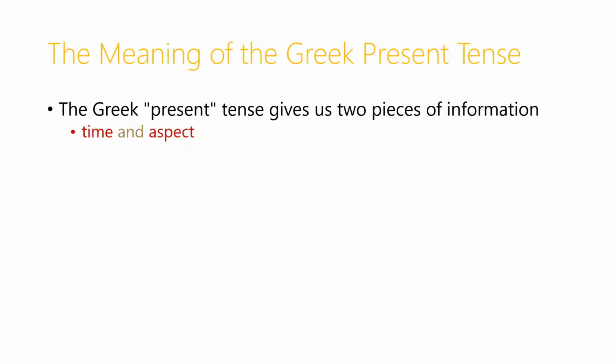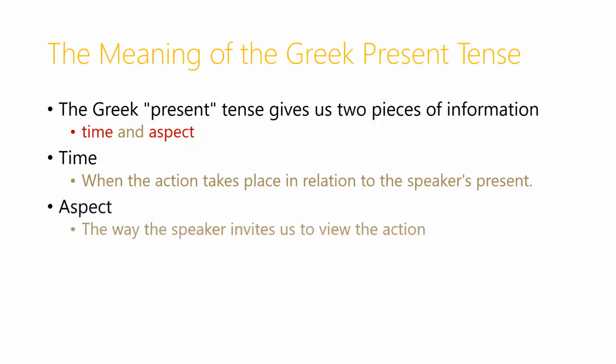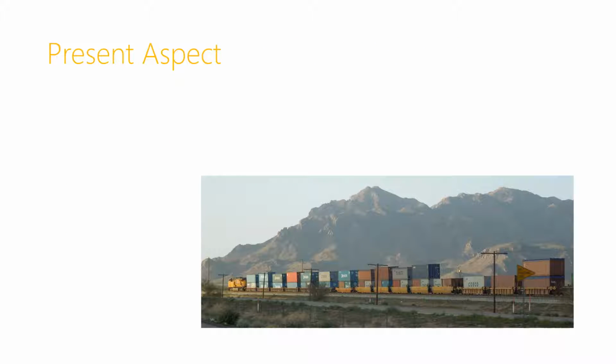What's the meaning of the Greek present tense? The Greek present tense gives us two pieces of information, time and aspect. Time tells us when the action takes place in relation to the speaker's present. And the present tense generally is used for action that takes place around the same time as the speaker is talking. Aspect is slightly different. Aspect is the way the speaker invites us to view the action.